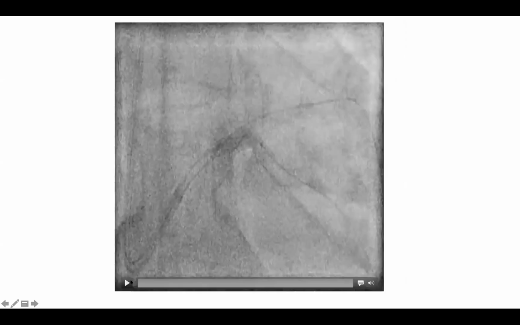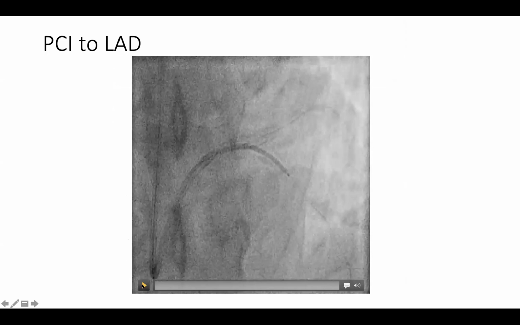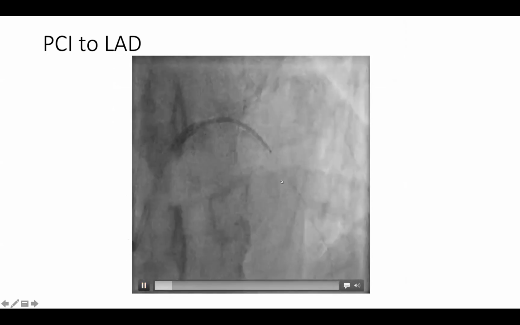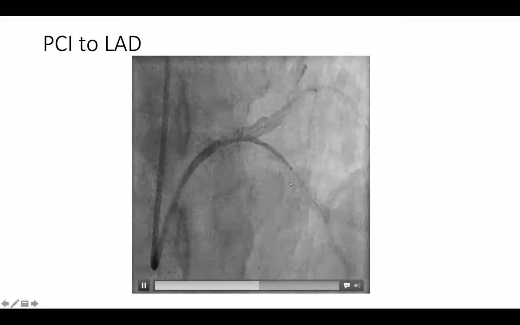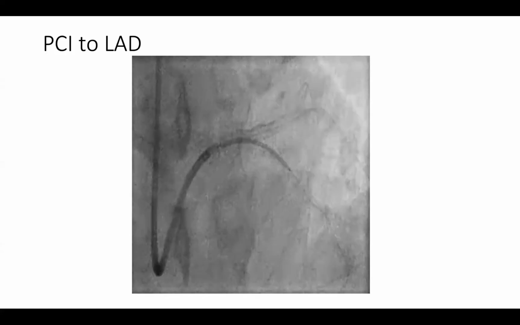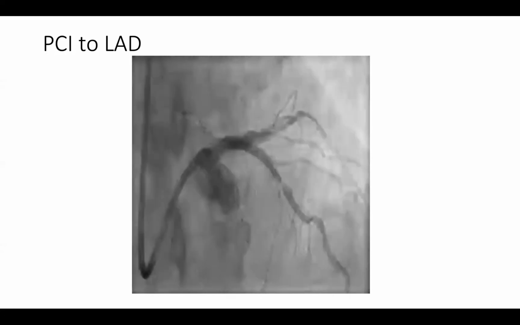Then we put another stent in the LAD and left main stem. These are the different balloons used in the PCI to the circumflex. This is the stent in the LAD. But after putting the first stent, we noticed that there is disease distal to this stent as well, and we put in another stent. First is the Megatron 3.5 by 28. Another one is an Ultimaster 3.5 by 12.